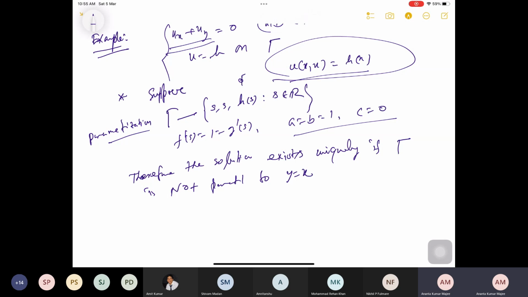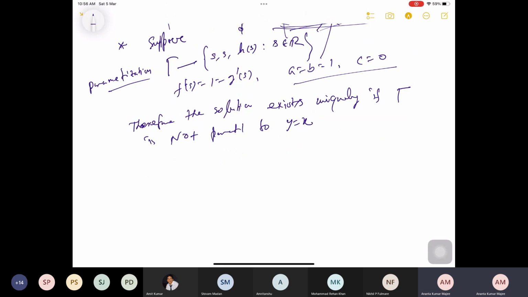So that is why I'm saying that the solution exists uniquely if gamma is not parallel to y is equal to x. So this is not related to this condition. What I try to say is that suppose it is parallel to y is equal to x, then the initial curve is exactly like this, and then I can say that Jacobian J is equal to 0. So in this case, it does not have a unique solution.